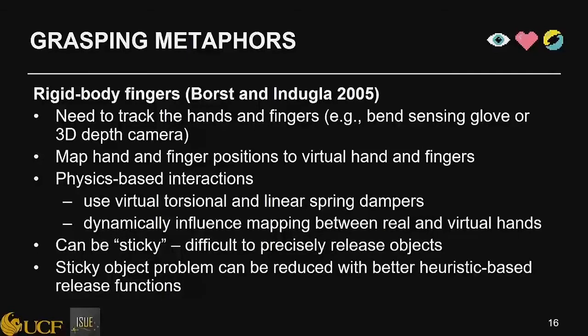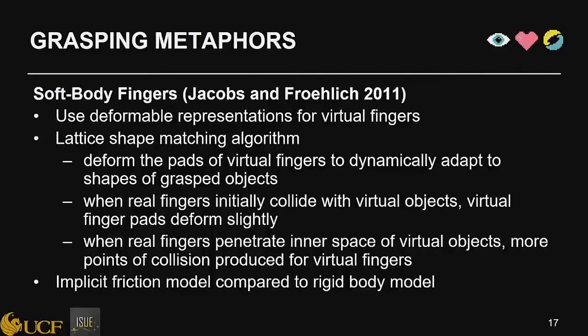And the nice thing about this is you're never going to penetrate the virtual object, but of course it's rigid, okay? It's a little bit clunky. So what people did was they said, well, let's do a soft body finger approach. And what they did was they said, well, let's do a deformable representation for the virtual fingers. So now your fingers, instead of being rigid objects, are actually deformable. Okay? And if they're deformable, well, that means that they're going to change shape depending on what they interact with.